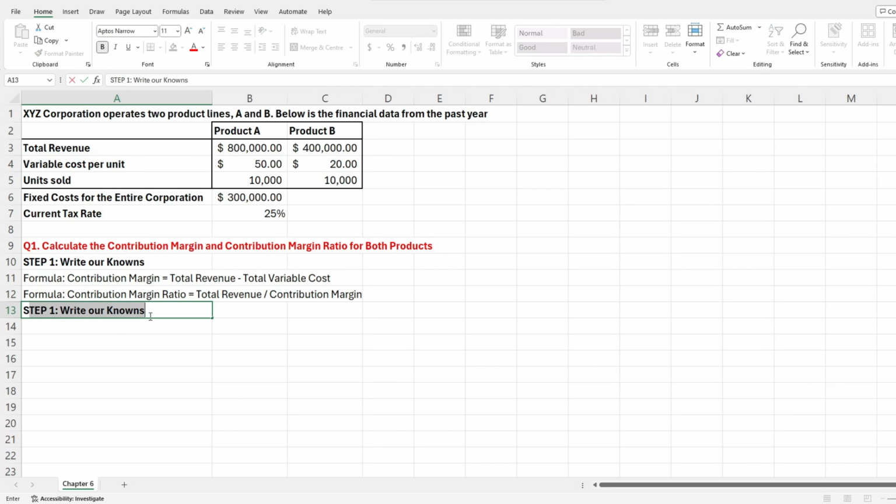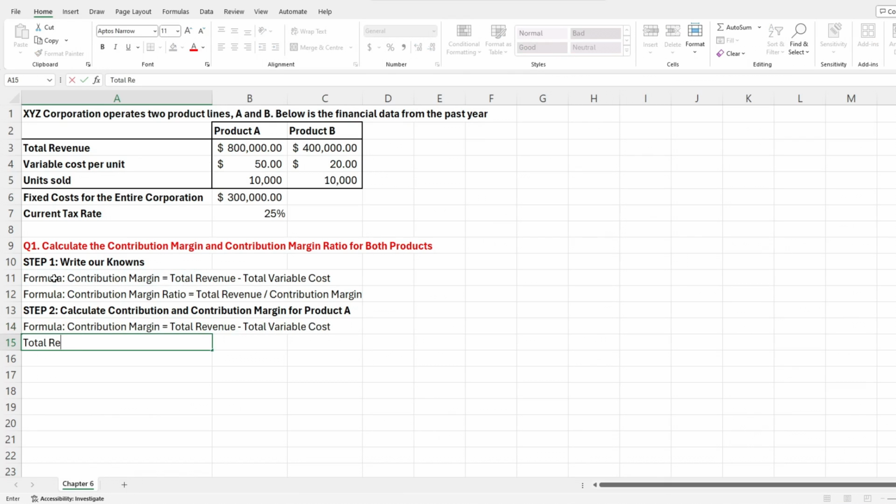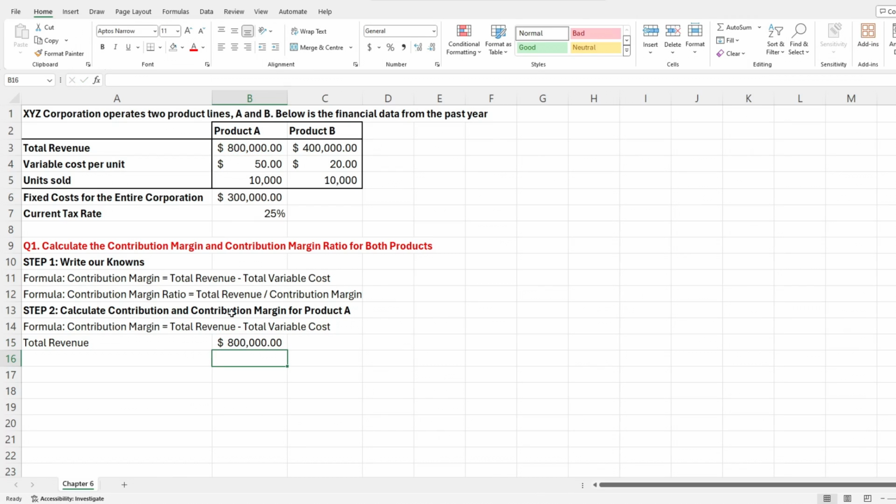Step one, I just like to write my formulas just so I know. And then step two, we can calculate our contribution margin and contribution margin ratio for product A. So I'll do both products. I'll start with product A. So what I like to do is I just like to recopy our formula. And then total revenue is the first thing I want to find. So that's given, so we don't really have to calculate that. So what I'll do is I'll just click the cell that I want, click equal sign, and then select which cell I want. So 800,000, and then if I click enter, it should paste it there.